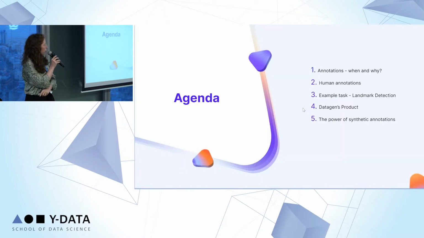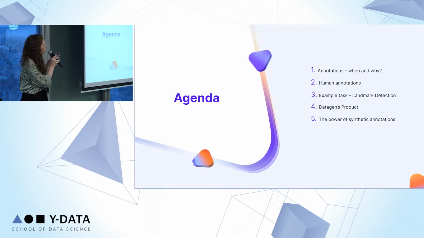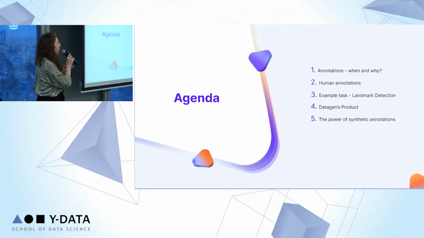So what do I plan to cover in these 15 minutes? I'm going to start with a brief overview of annotations. What are they and what is the classical way to obtain them? And in the second part of my talk, I'm going to have a running example of a computer vision task called landmark detection, through which I hope to exemplify the power of synthetic data and synthetic annotations. And of course, I will introduce you to Datagen's product. There will be time for questions in the end, so if you have any, please remember them.